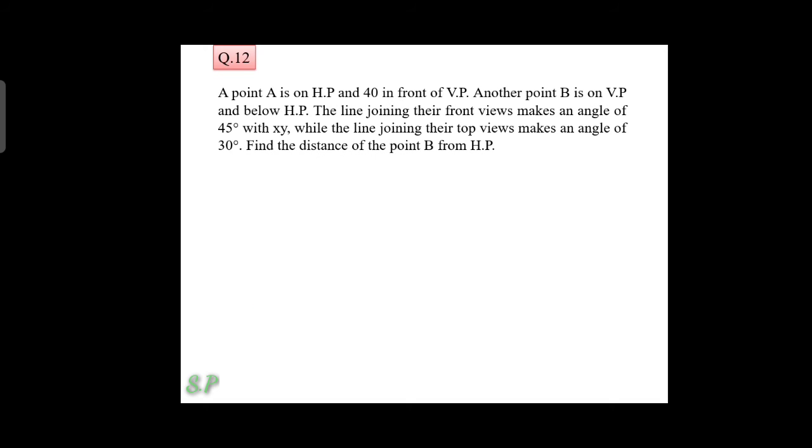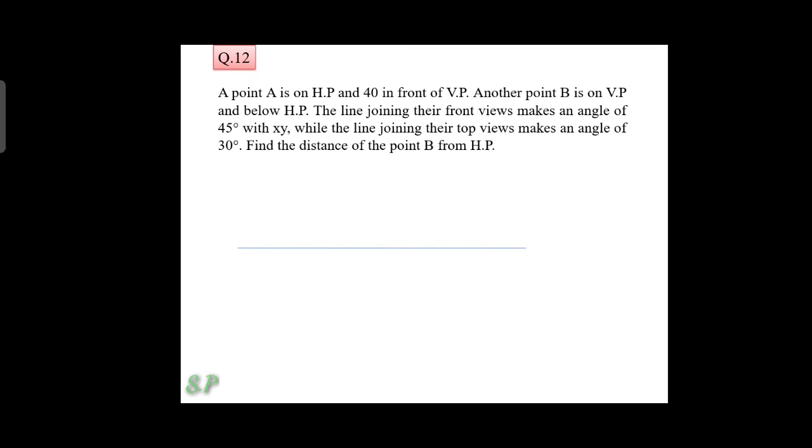Question number 12. A point A is on HP and 40 in front of VP. Another point B is on VP and below HP. The line joining their front views makes an angle of 45 degrees with XY, while the line joining their top views makes an angle of 30 degrees. Find the distance of the point B from HP.